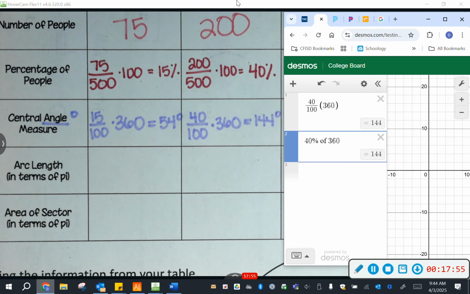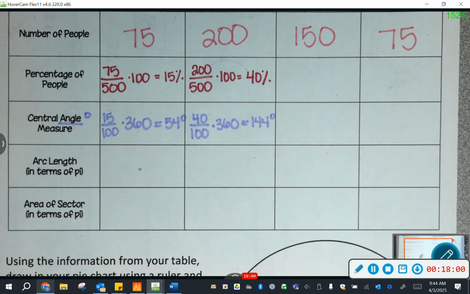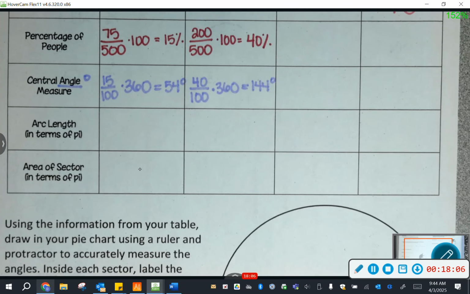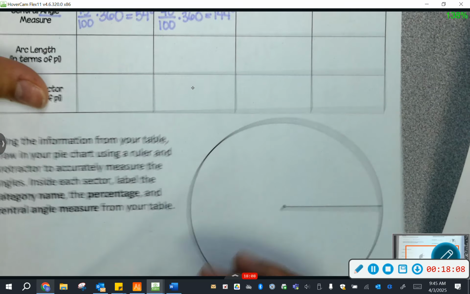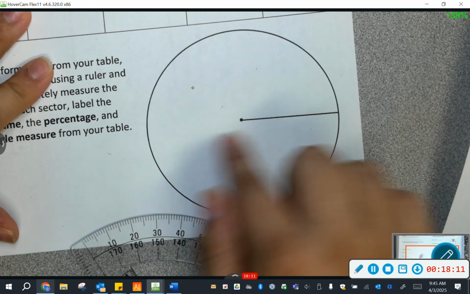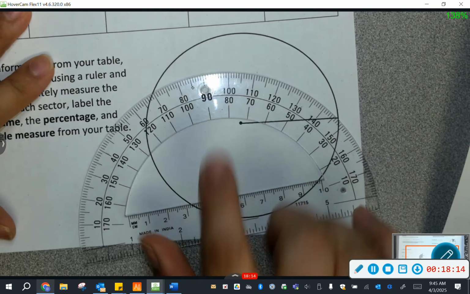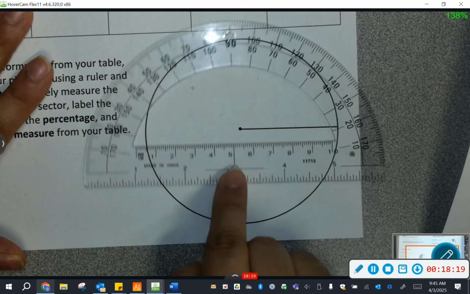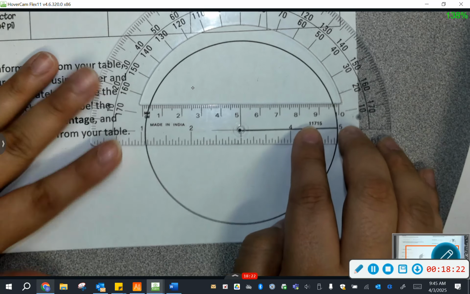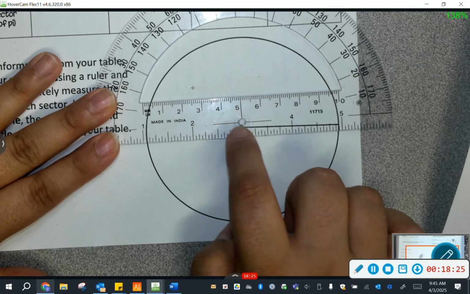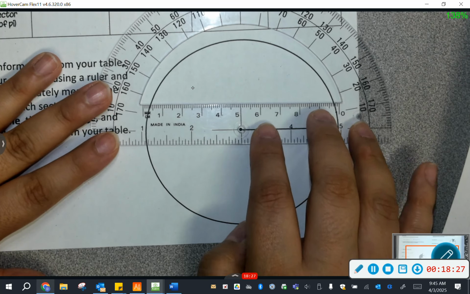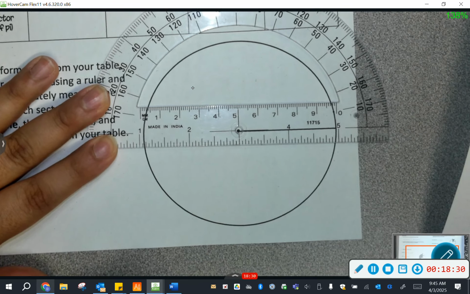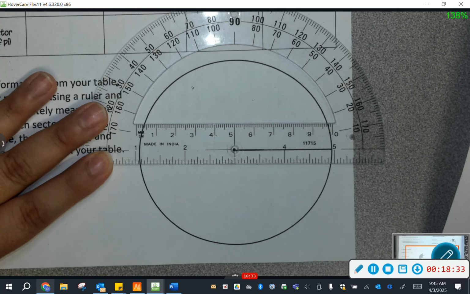Is this making sense? This right here is my central angle. So, I am going to have to come down here and measure that to graph or draw this pie chart. So when you're doing this, please make sure your protractor is in the right direction. You are going to put this hole on your center. And then do you see this line down here? You're going to make sure that it is in line with this right side right here. And how many degrees are my A's?